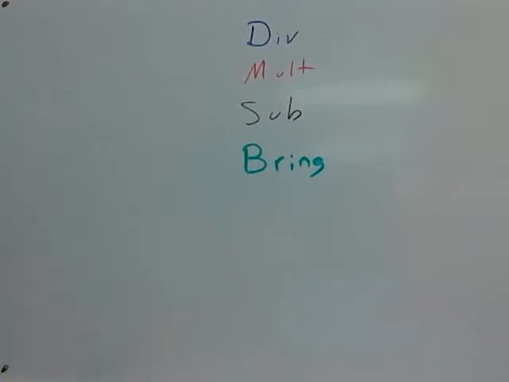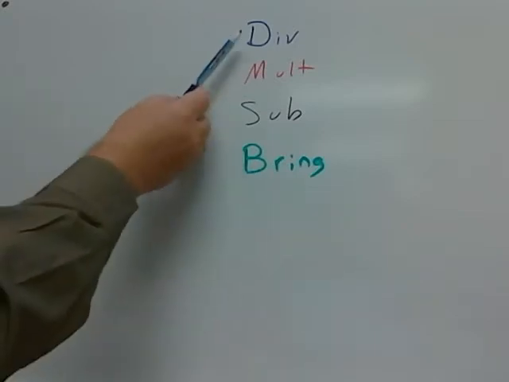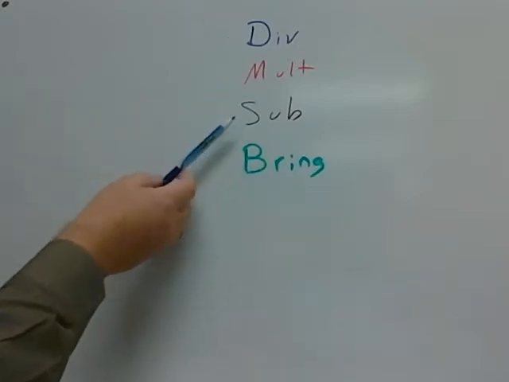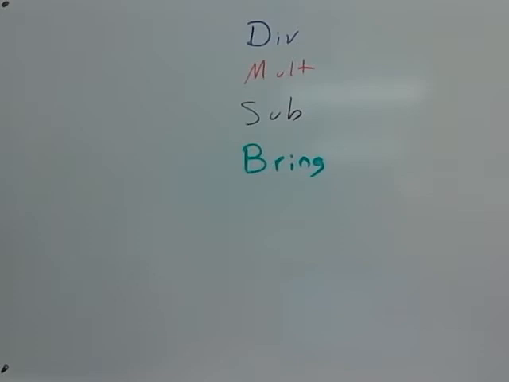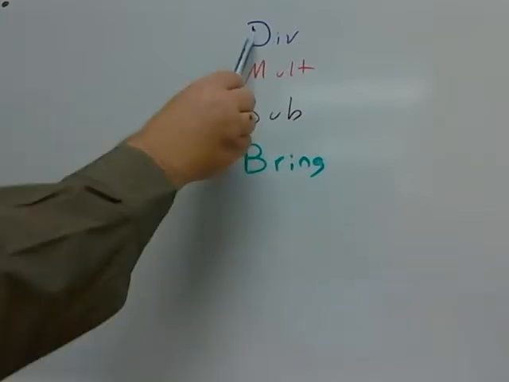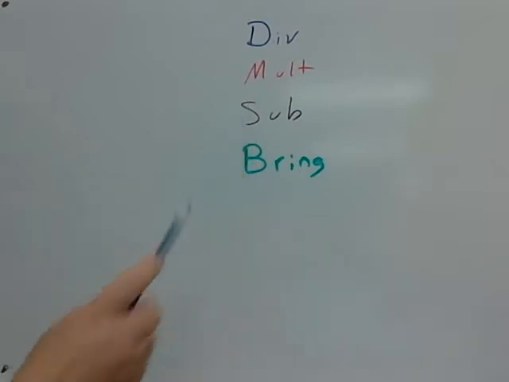Hello scholars, I want to do a quick review. Our steps to long division are divide, multiply, subtract, and bring down. And our acronym that we use to help us remember this is Dead Mice Smell Bad.